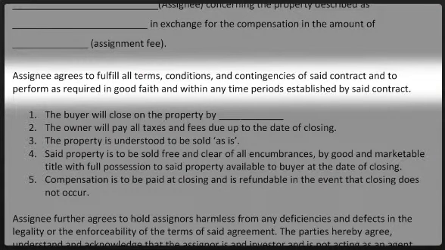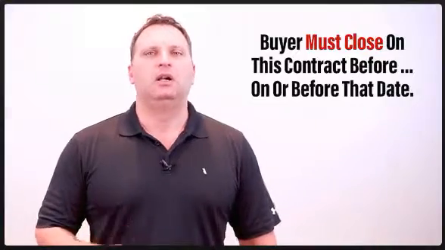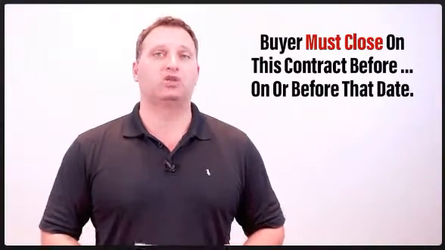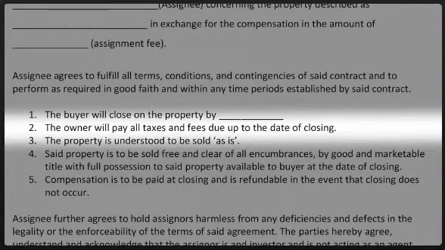Now, assignee agrees to fulfill all terms, conditions, and contingencies of said contract and to perform as required in good faith and with any time period established by said contract. The buyer will close on the property by, and then put the date in there. And remember, that buyer needs to close on or before of when the purchase agreement is dated. So if the purchase agreement is dated November 30th, 2017, then this buyer must close on this contract on or before that date. The owner will pay all taxes and fees due up front.